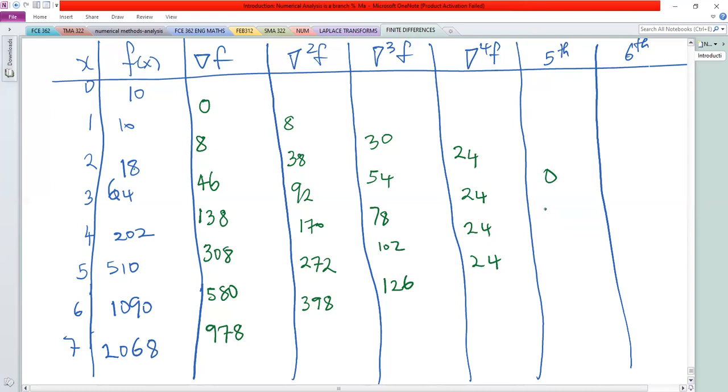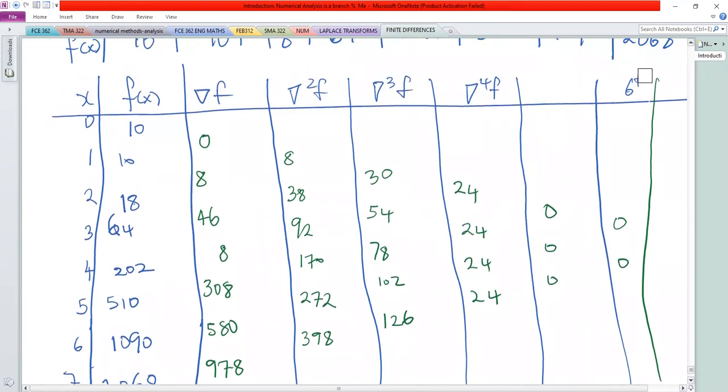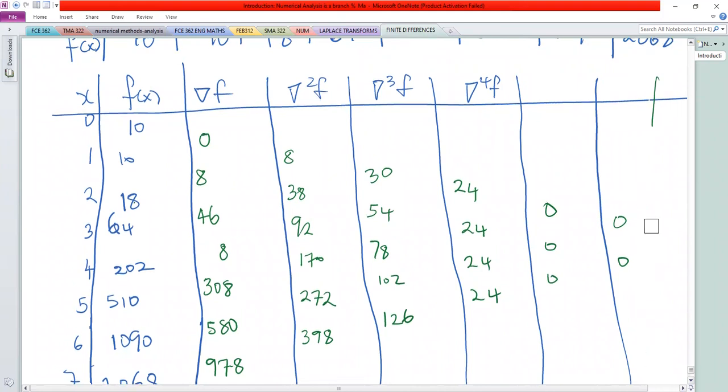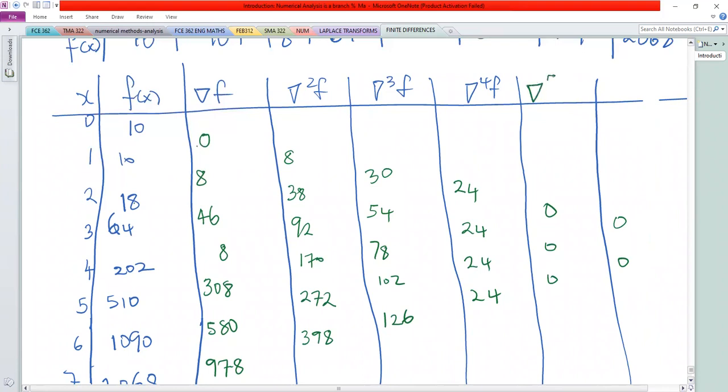Now this will be 0. This will be 0. This will be 0. And this will be 0. This will be 0. Then if we had the 7th difference, remember this is the same as writing the seventh backward difference. So this 0 minus 0 is 0 here. So this is the difference table.